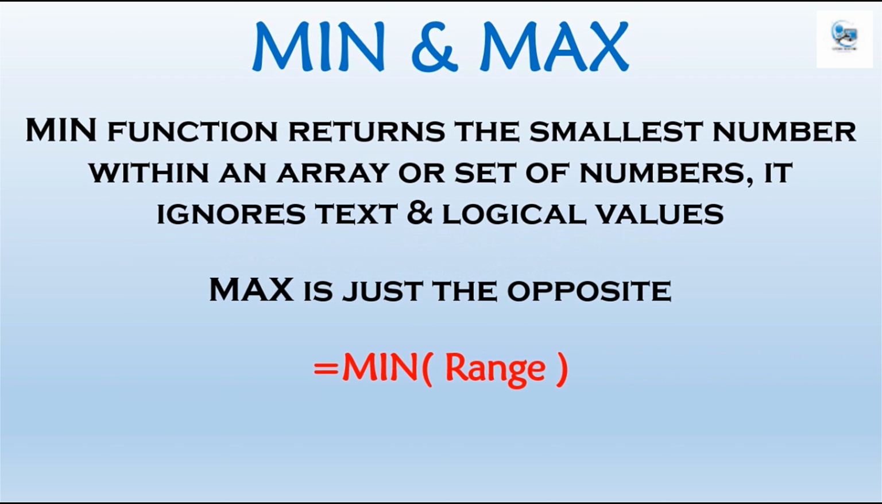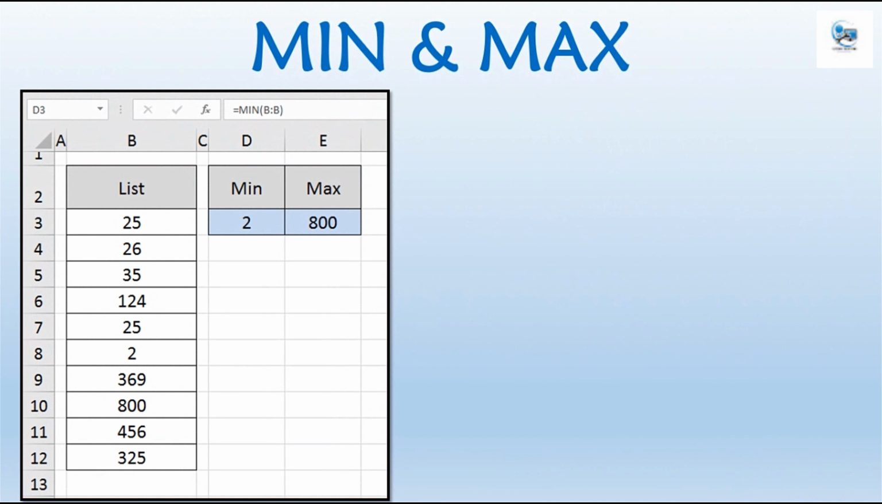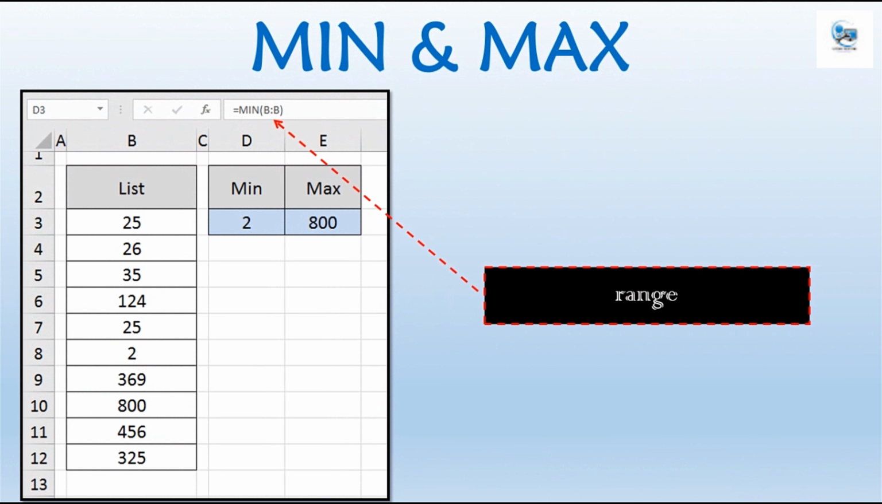Syntax as shown here: equal, minimum, and between two parentheses, the range or the array or the set of numbers you want to return the minimum number in it. For example, here let's say we have a list of numbers and we want Excel to return the minimum and maximum number within it. So the range is column PP as shown here, and Excel will return the minimum number, which is 2, and maximum number, which is 800.